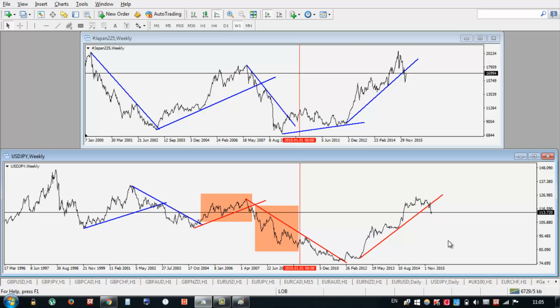So, like I said, don't take theory for a fact. Correlations are a changing variable.